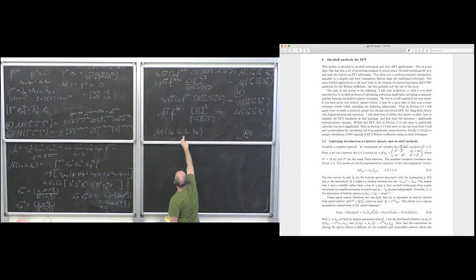Probably I forgot to say it, but this ABCD is a color index, so every particle has this color label, and it has to be there. So how do we calculate this? We calculate this using unitarity.